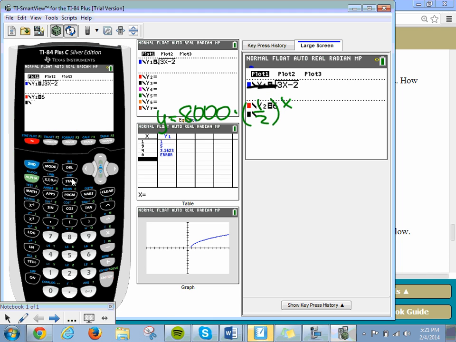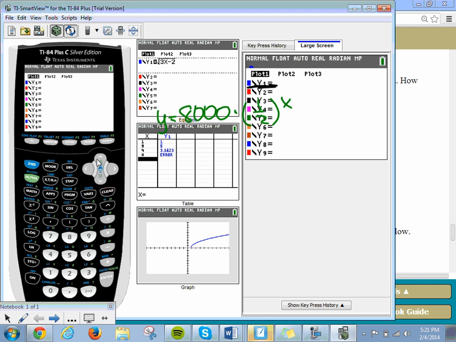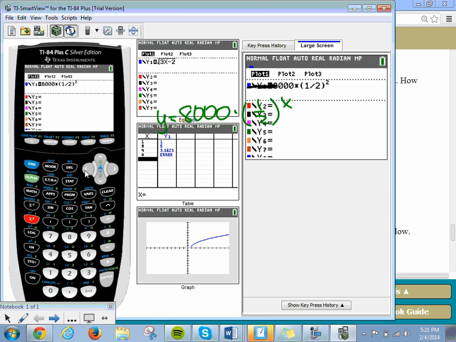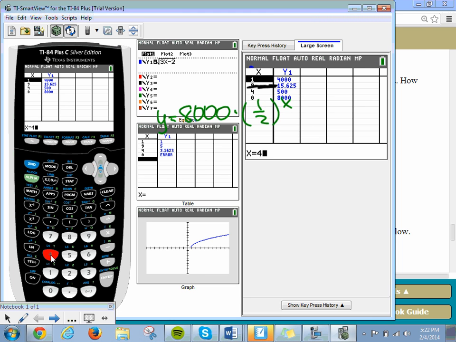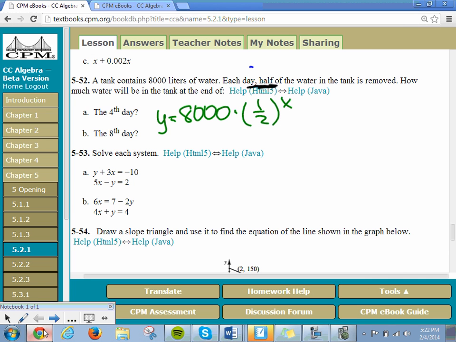So when I throw that into my graphing calculator, y equals, and I'm going to clear my previous equations, 8,000, our starting value, times that thing that we're doing over and over again, which is repeating 1/2, and then, oops, not squared, sorry, to the x. All right. So then when I take that to my table, I'm interested in the 4th day, which I believe was 500, and our 8th day, which gives us 31.25. So on the 4th day, there will be 500 liters, and on the 8th day, there will be 31.25 liters left.